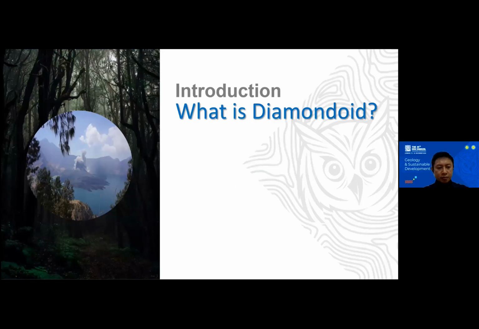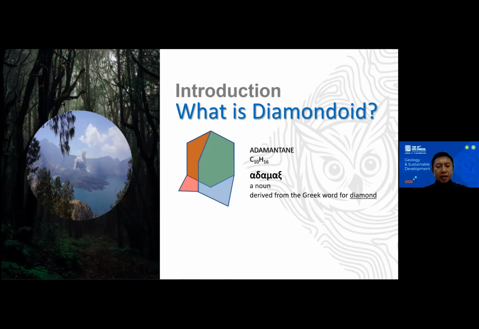What is diamondoid? This is adamantane, a symmetrical structure composed of 3 rigid fused cyclohexane rings in chair configuration. Adamantane is the simplest representative of diamondoid hydrocarbon. Adamantane was first isolated in 1933 from petroleum in Czechoslovakia. This molecule was named adamantane based on the Greek word adamas, a noun for diamond.